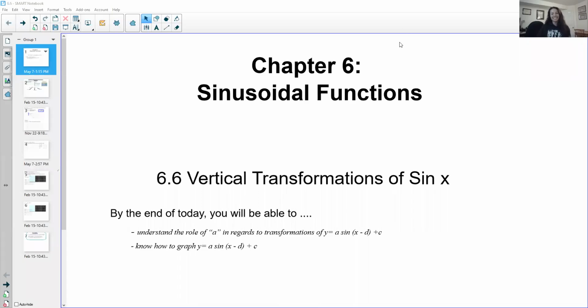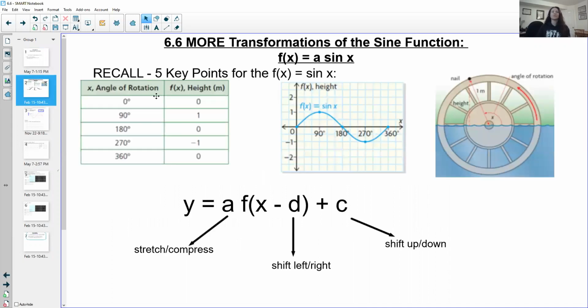Hey guys, last section. Today we're looking at the stretches and compressions of your sine function. So we're looking at section 6.6. Super quick refresher: you've got to know your 5 main points of your sine function. It should produce this kind of graph, and we get this graph if you consider the height of something that would be on anything circular as it moves around.